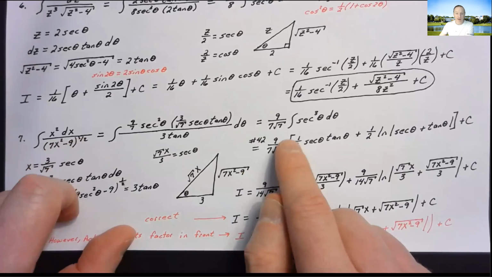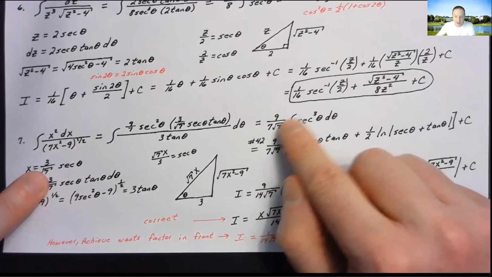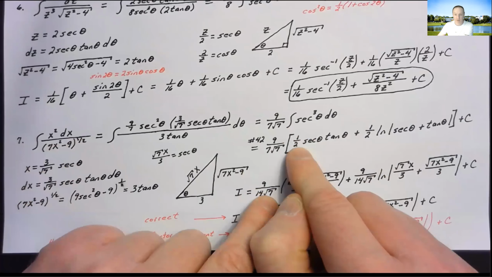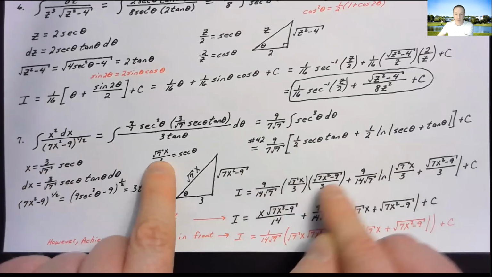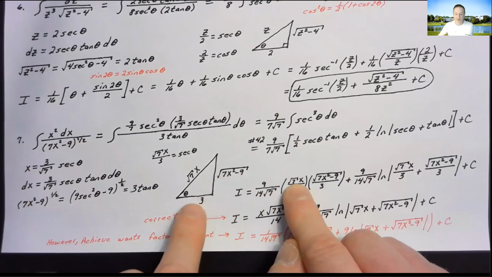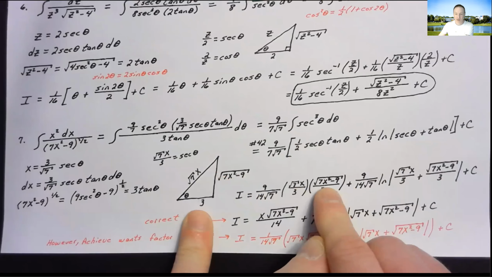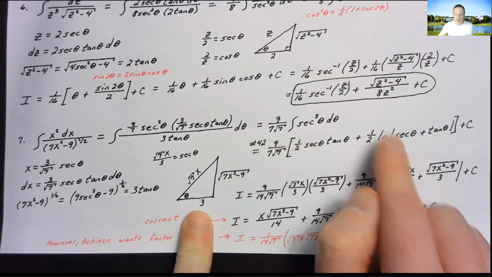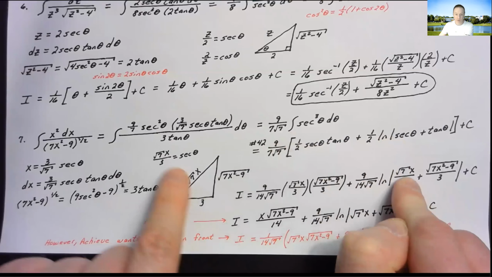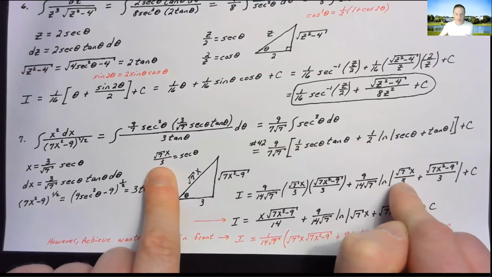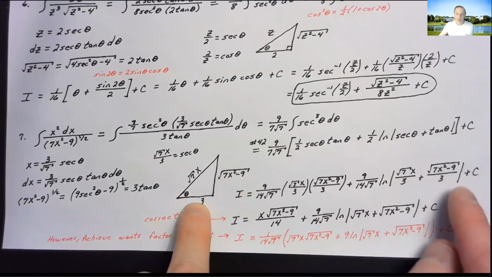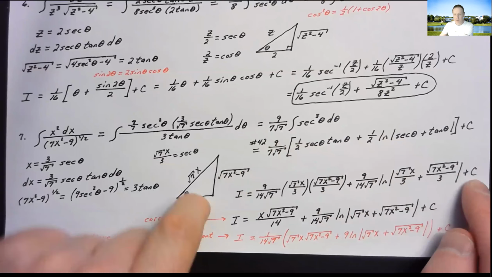So now I have my 9 over 7 root of 7. I went ahead and distributed that into both terms, and I got 9 over 14 root of 7 when I multiplied it by 1/2 here. Secant theta, well, I already knew secant theta was right here, times the tangent of theta. That's opposite over adjacent there. And then plus, that distributes to the other 1/2 as well, and I get 19 over 14 root of 7 natural log of the secant, which we already said was the root of 7x over 3, plus the opposite over adjacent, the square root of 7x squared minus 9 over 3, plus your constant of integration.